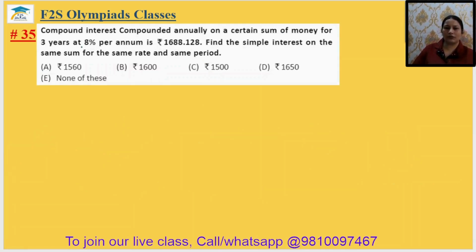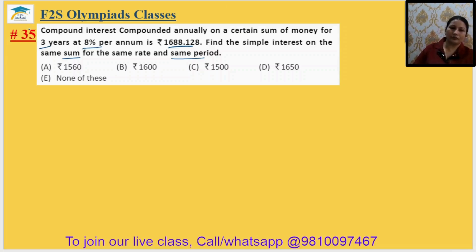Come to question number 35. Compound interest compounded annually on a certain sum of money for 3 years at 8% per annum is this one. Find the simple interest on the same sum for the same rate and same period. So actually, sum is not given here. We know compound interest, we know rate of interest, and we know the time. Using these three data, first we will find the sum on which sum this interest rate is applicable.